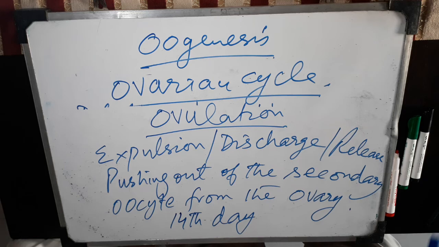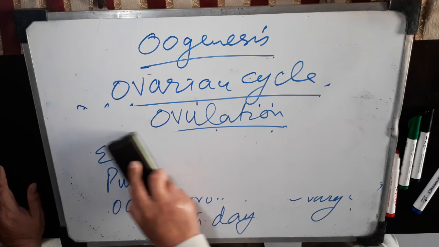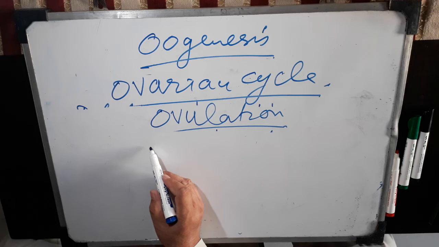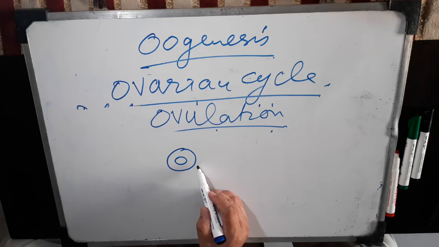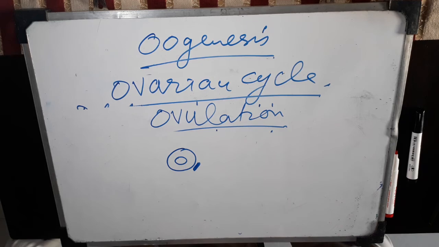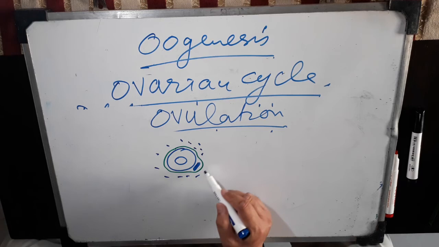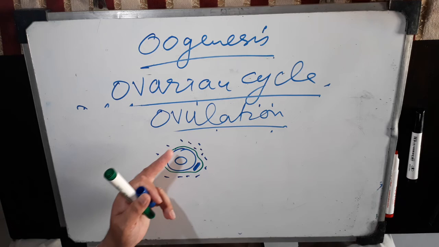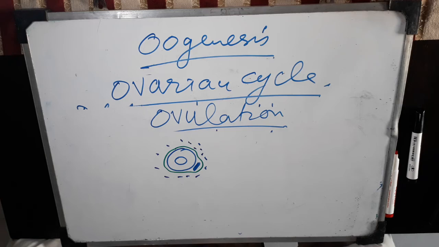So this is the definition. It occurs on the 14th day, and the cell is at the stage of metaphase of the second meiotic division. Now the secondary oocyte, the polar body, the zona pellucida, and some cells of the corona radiata, these things are discharged. So the secondary oocyte, polar body, zona pellucida, and a few cells of cumulus oophorus known as corona radiata are discharged, and the other parts of the graafian follicle are left behind, and the left behind part is known as the corpus luteum.